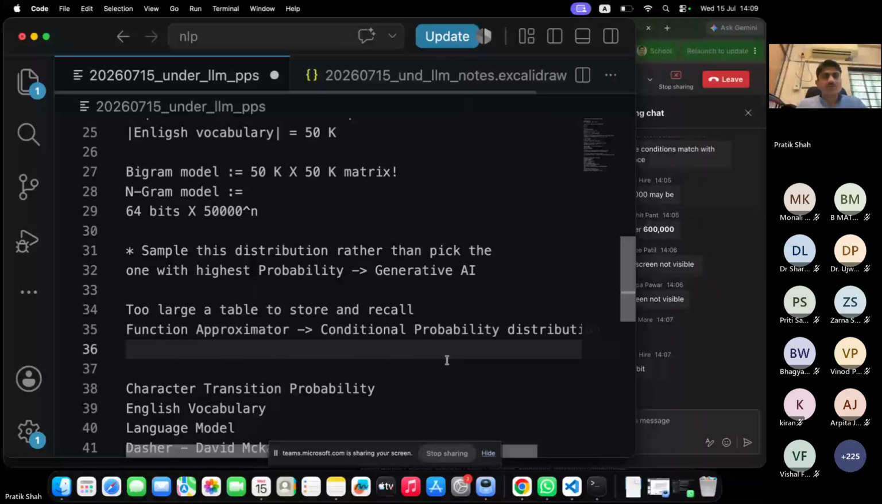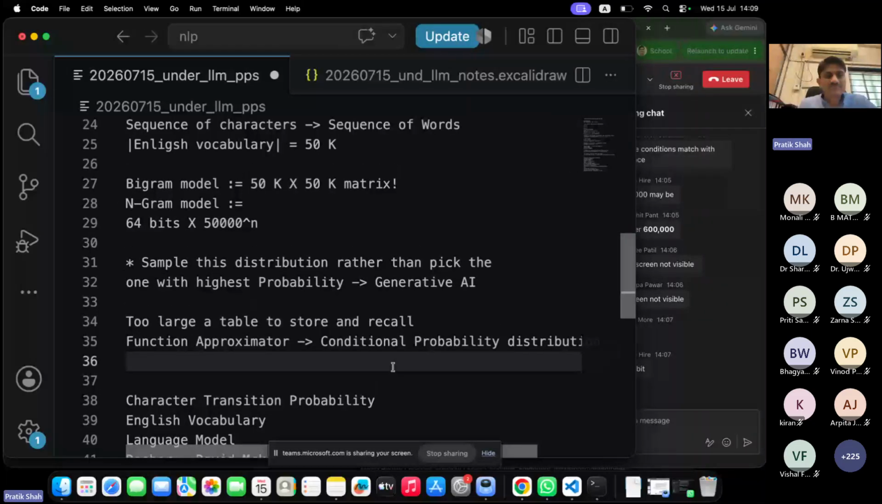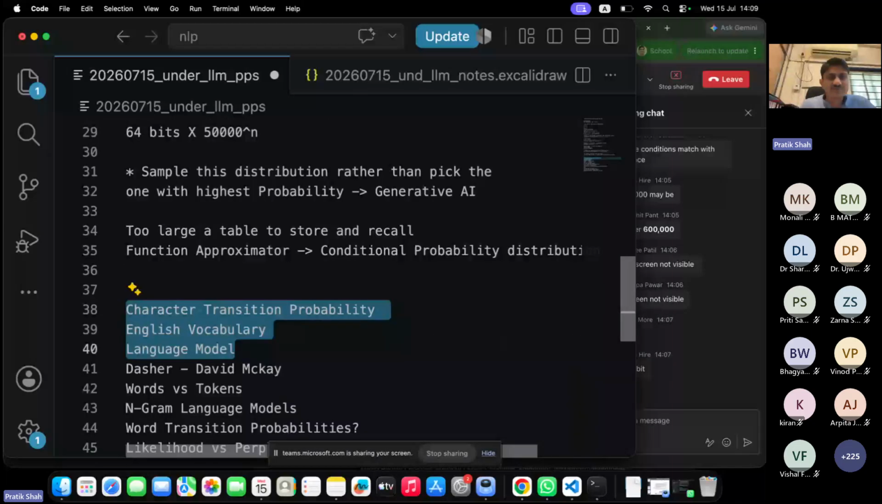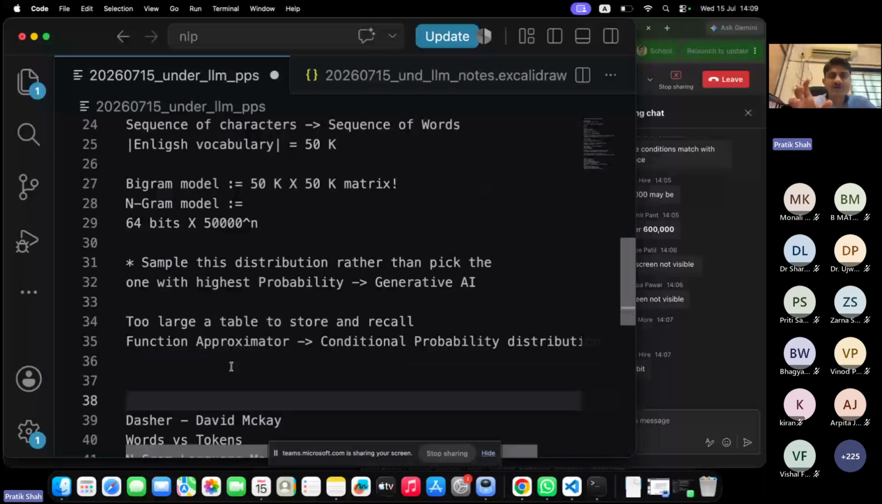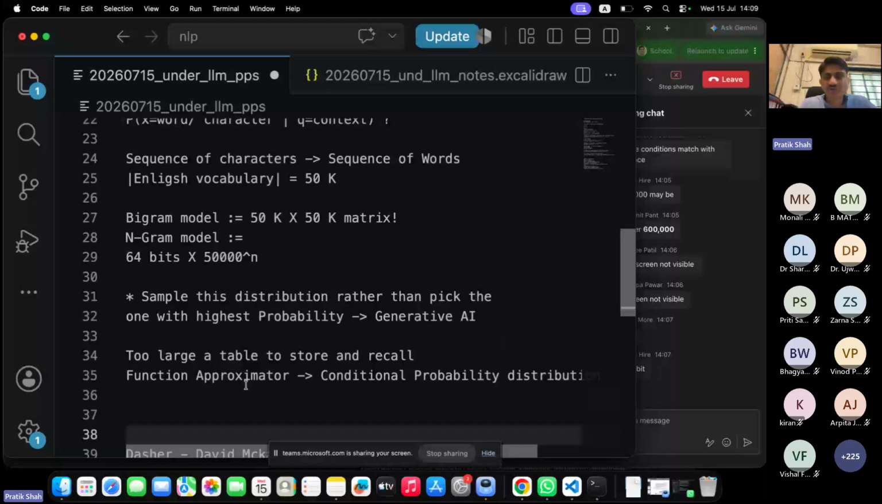So all that is done in language modeling, in large language modeling, is to find a good function approximator which will approximate your conditional probability distribution. This is the ultimate one-liner for a large language model. They are function approximators, and the function which they try to approximate is the conditional probability distribution. Fine.